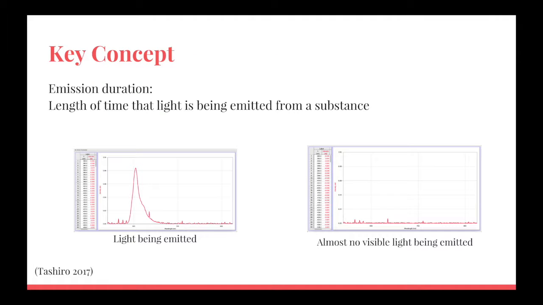Some key concepts we must know for this lab are emission duration, which in this context is the reference to the length of time that light is being emitted. This cannot be visualized in a single emission spectrum, but multiple can aid in determining if light emission is still occurring. If it is showing a peak, we can say that photons are still being emitted.